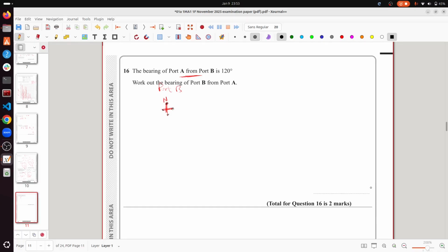So from pot B, 120 should be between 90 and 180. It does not really matter how accurate that is, but indicating that this is 120, that's good enough. So remember, your measurement should always come from knots. So the bearing of pot A from pot B, so this is my pot A now. So the bearing of pot A from pot B is 120. So we take the measurements from the knots, work out the bearing of pot B from A.